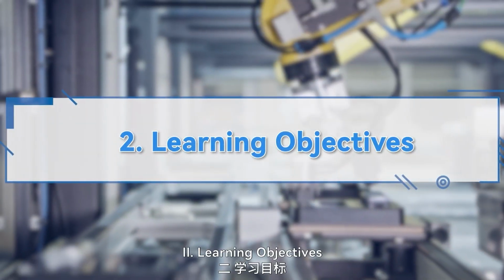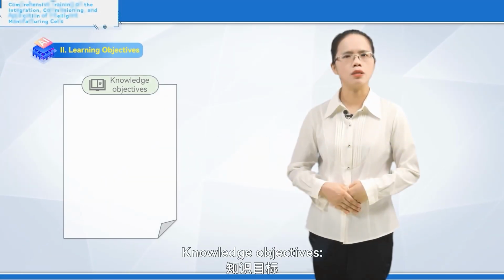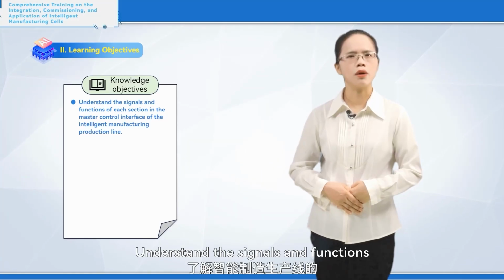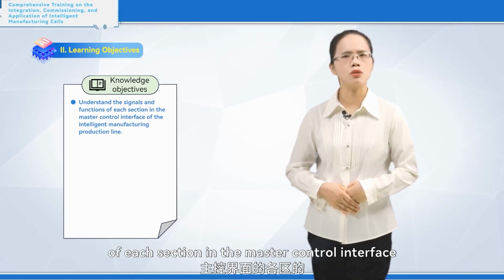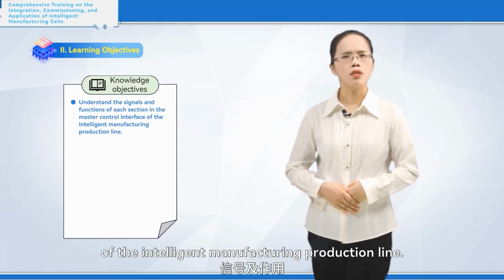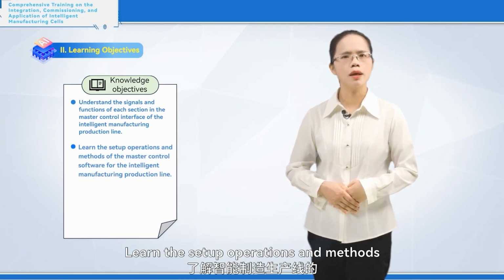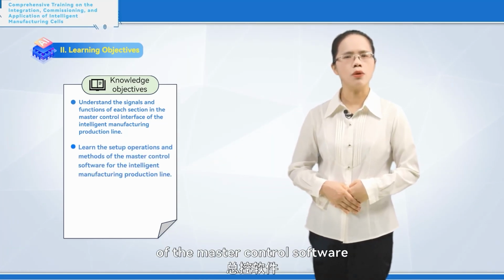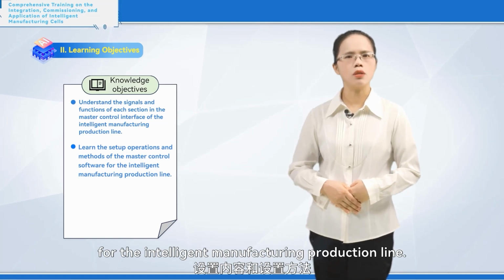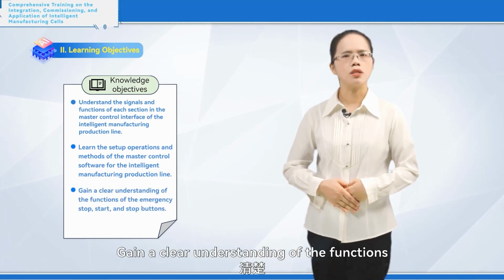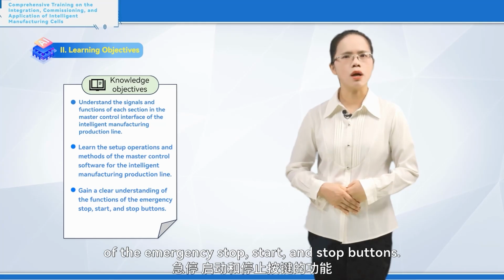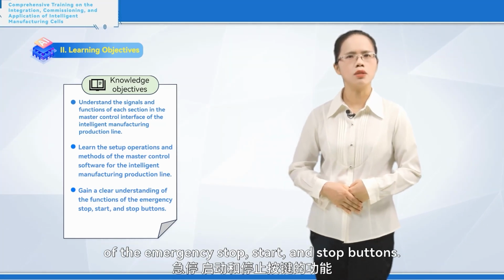2. Learning Objectives. Knowledge objectives. Understand the signals and functions of each section in the master control interface of the Intelligent Manufacturing Production Line. Learn the setup operations and methods of the master control software for the Intelligent Manufacturing Production Line. Gain a clear understanding of the functions of the emergency stop, start, and stop buttons.